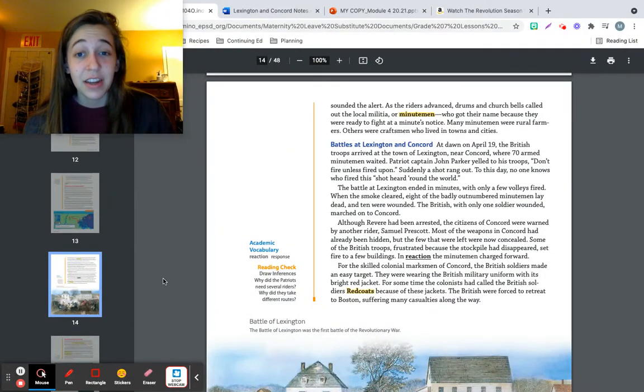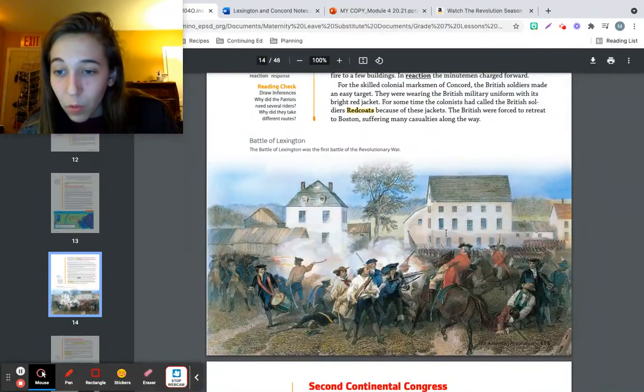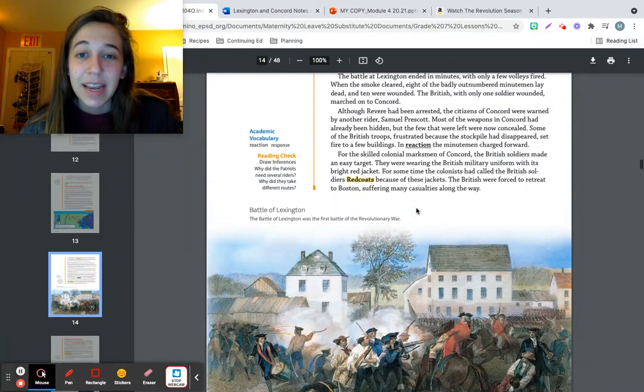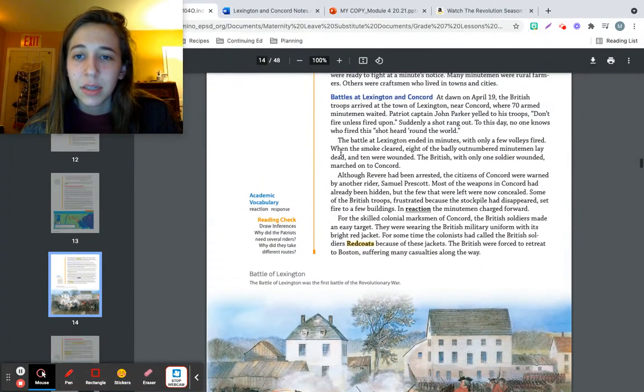the way to Concord. And let's read a little bit of our textbook to give us a little more context before we try to tackle those notes for the Battle of Concord. All right, so I'm on page 115 and taking it from right about here, although Revere.